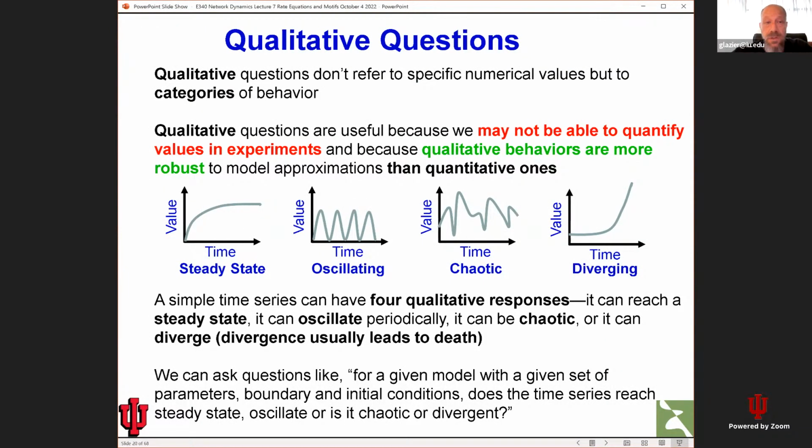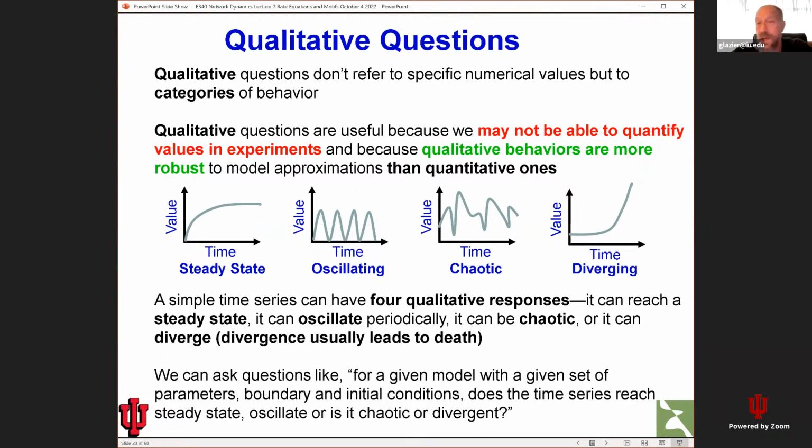And these are questions that don't refer to specific numerical values, but to categories of behavior. And we've seen this already today. Qualitative questions can be useful because we may not be able to measure values quantitatively. We may not know how many cells there are. We may not know the concentration versus time. They're also more robust to model approximations. The exact value may depend very sensitively on what we picked, whether the thing goes up, down, or whether the thing oscillates or not, may not.